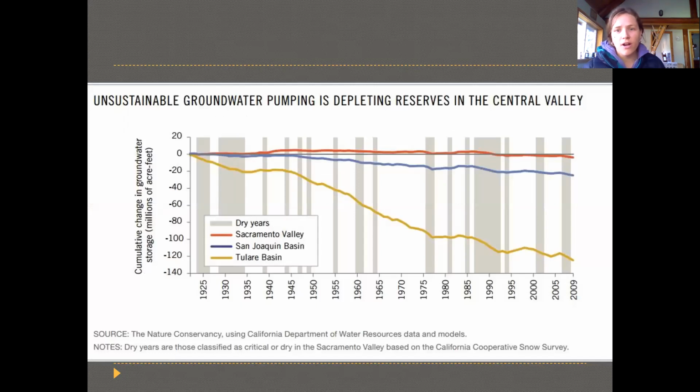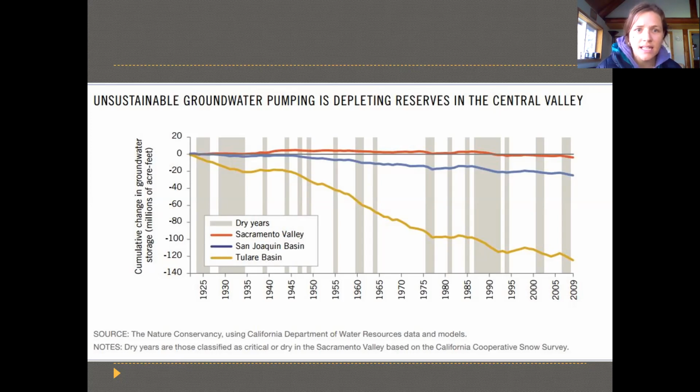Okay, here's another kind of look at this issue. Unsustainable groundwater pumping is depleting reserves in the Central Valley. So this is showing Sacramento, San Joaquin, and then Tulare Basin. Tulare is in the southern Central Valley area. And this is showing cumulative change in groundwater storage in millions of acre feet.